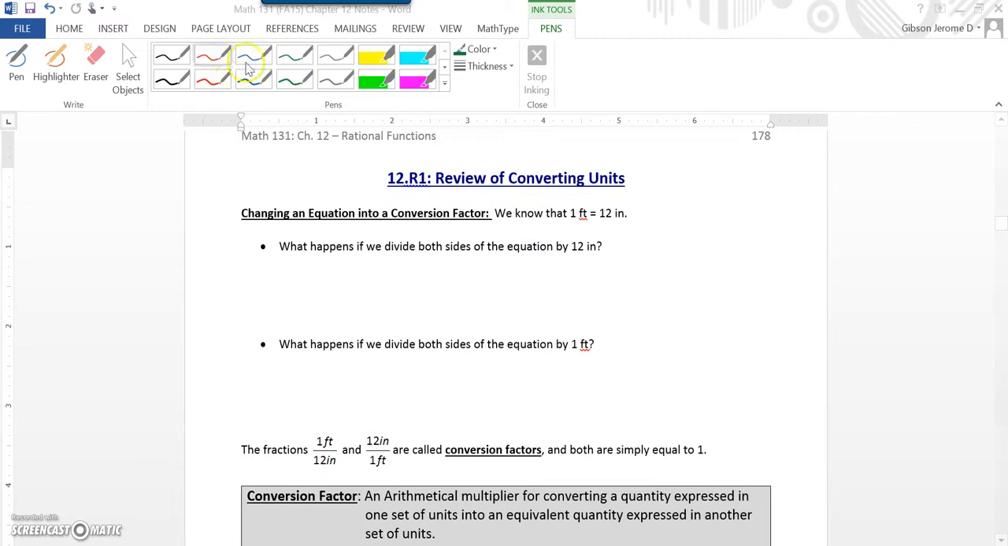Hello class, we're about to start section 12.R1, Review of Converting Units. We will be changing an equation to a conversion factor. We know that 1 foot is equal to 12 inches. What happens if we divide both sides of the equation by 12 inches? So we have 1 foot over 12 inches, and then we will have 12 inches over 12 inches.